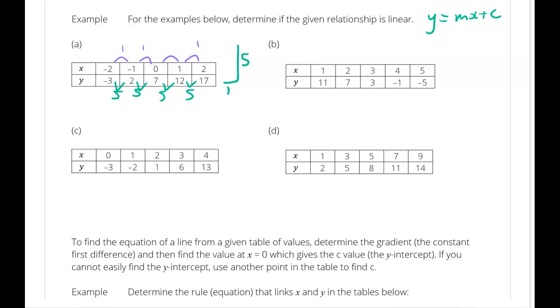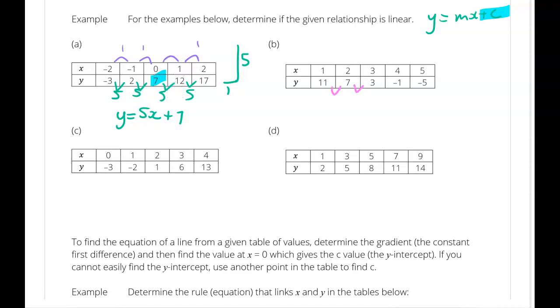So from doing that, what we call a constant first difference, that value there, that 5, is the gradient. It allows you to help find or determine the rule, because we know that's going to be y equals 5x. And your c value is what? What can you tell me? Where do we get this? 0. Yeah, that's the 0 value. That's your y-intercept. Well, the y-intercept occurs, not a good colour to use when you've got green underneath. That's your y-intercept. And that occurs when x equals 0 on the table. Okay, try the rest of these.